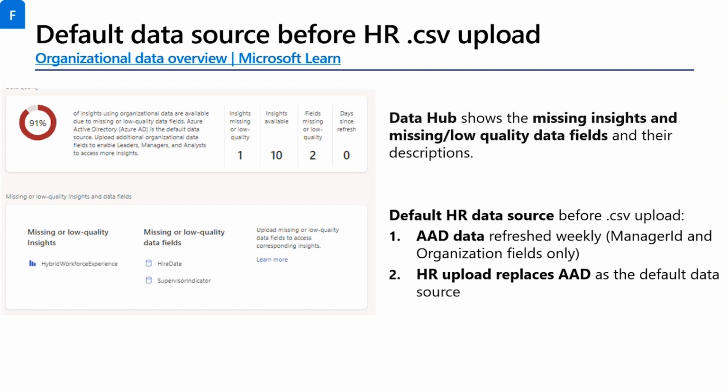If you choose to, you can have additional data by replacing the AAD data with an HR upload. And if you do this, you will not be using AAD data anymore to connect to the data. You'll instead be using this HR file as the default source for how data is mapped. I'll talk more about what that is in a moment.